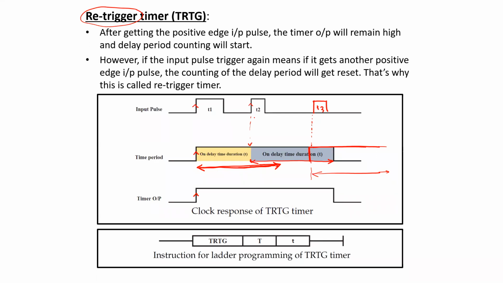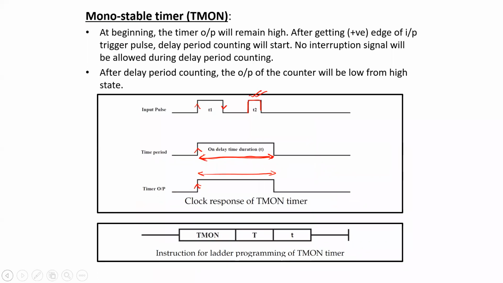So if the delay count is not over within that period of time, and there is a second pulse, then the counter will start counting from the beginning again, or it will get retriggered. But in case of monostable, it has a single stable state. Once the counting is initialized, irrespective of the changes in the input device, the timer will finish the count, then scan for the status of the input bits. Yes, sir.